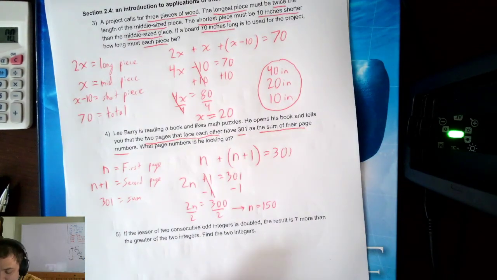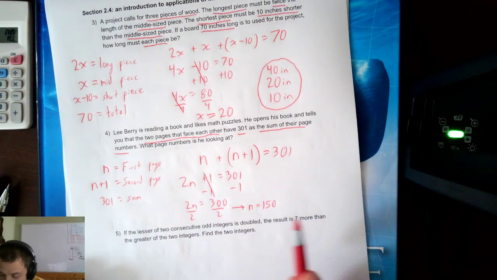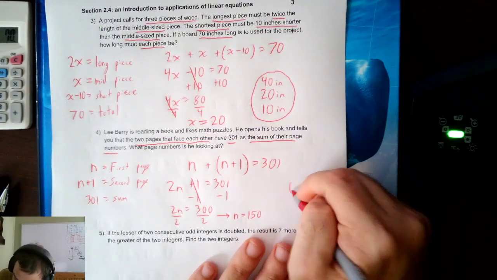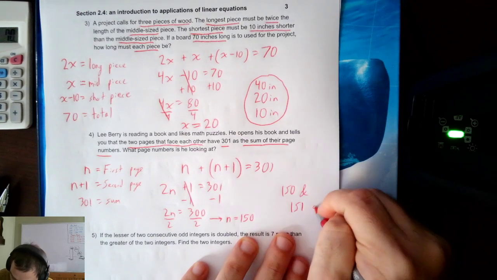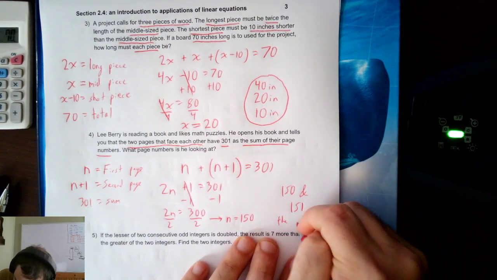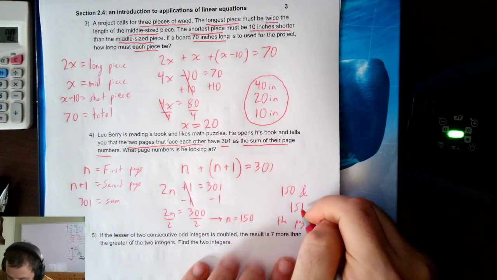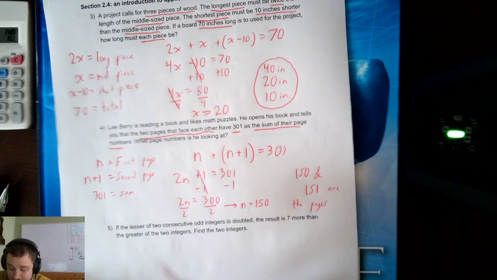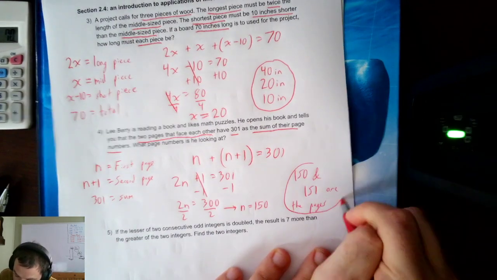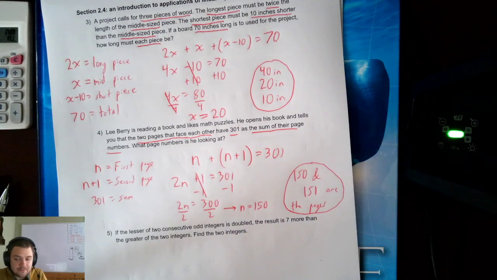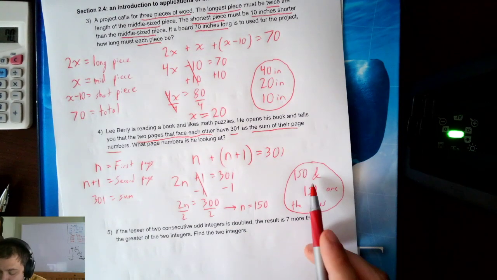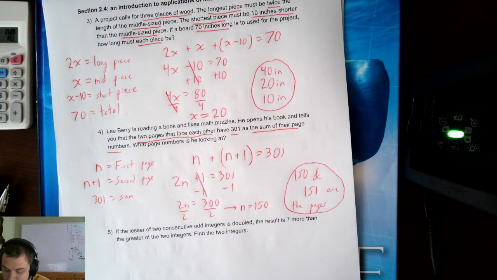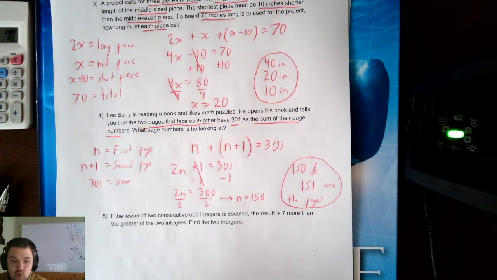So what page numbers is he looking at? Well, the first page is 150, and 151 are the pages. How do I know 151 was the other one? Well, it's going to be 1 bigger. So these must be the pages he is looking at: 150 and 151. And do those sum to 301? Yep. So I know I have done the problem correctly.